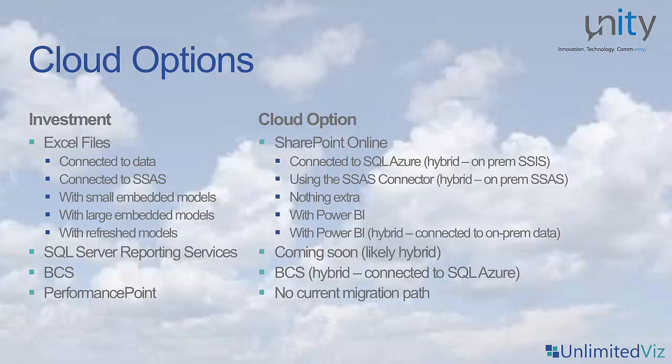If our Excel files have small embedded Power Pivot models, we don't need to do anything. We can put our Excel files up in the cloud and work with them intrinsically. Of course, no refresh. If our models are larger than 30 megabytes, we can use Power BI. It's a license add-on to the service. If we have Power Pivot models that need to be refreshed on a regular basis, again, we're going to need Power BI, and that, again, we would consider a hybrid deployment. The source data is on-prem, we're pushing it up into the cloud. We're using both sets of infrastructure.